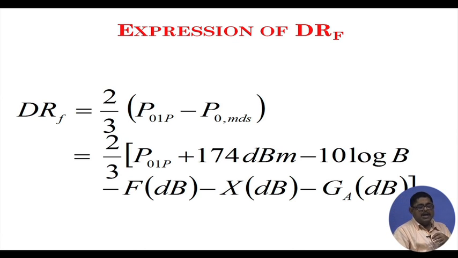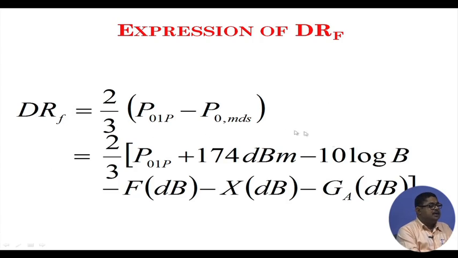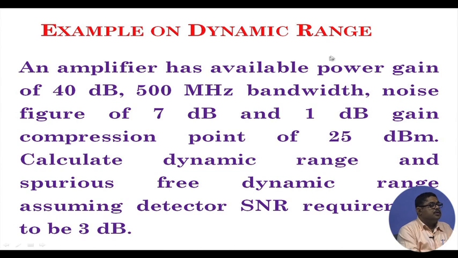So, that means if I have a single tone, I can use the dynamic range, but if I have a band of frequencies and if I have nonlinearity in the system, then I know that not all of that full dynamic range is usable. If I restrict myself within the spurious free dynamic range DRF, then I know that I will never go to nonlinearity. So, let us see an example of dynamic range.